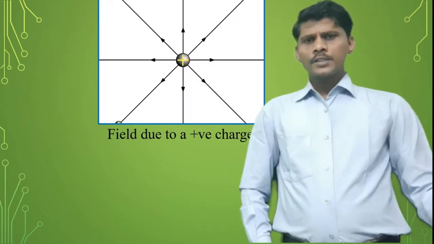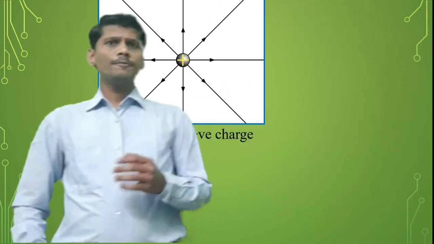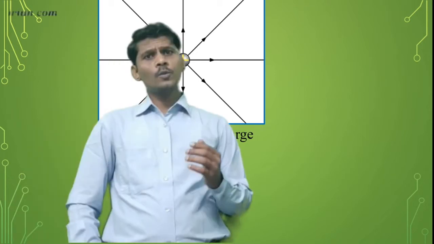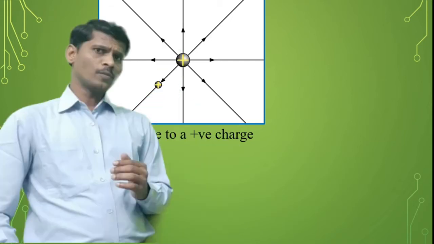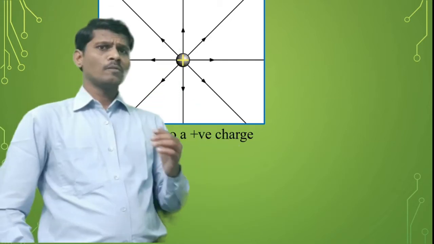Let's see the animation. Field due to positive charge. The electric field lines are always moving away from the positive charge. And this is the field due to negative charge. Electric field lines always move towards the negative charge from infinity.